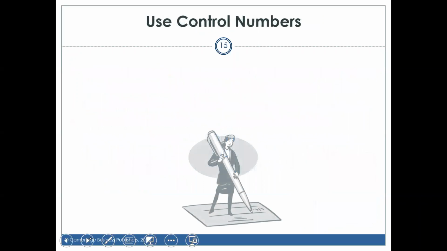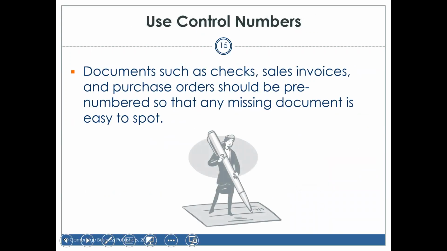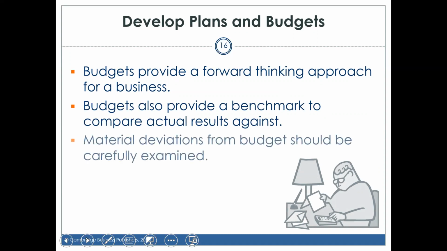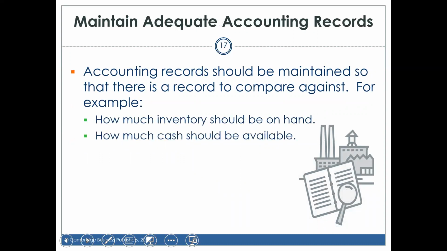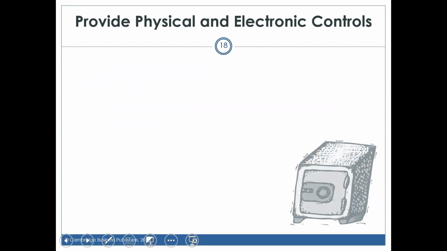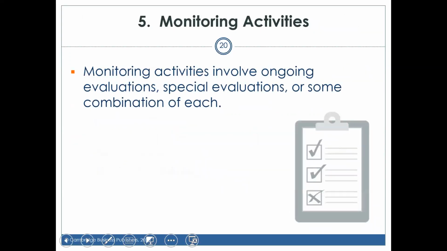You can read this. Control numbers are important. All business documents like checks, sales invoices, and purchase orders should be pre-numbered so that any missing document is easy to spot. That's the point of numbering things. Missing documents are easy to identify. It's easier, a paper trail is what they call it. You can read that, pretty self-explanatory. I want to get to the main parts that I want to talk about here. I'm just going to keep going through this.